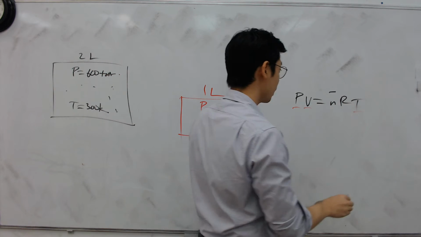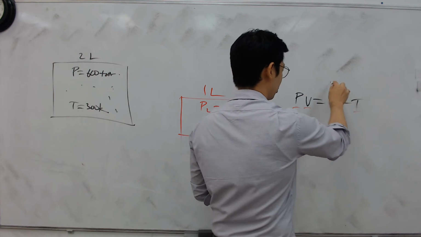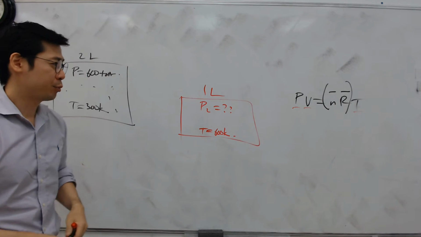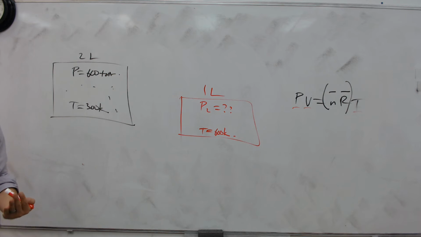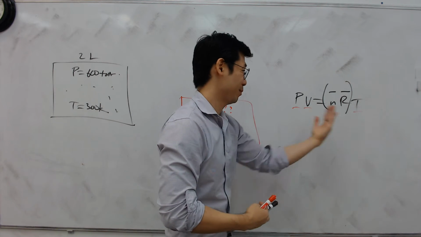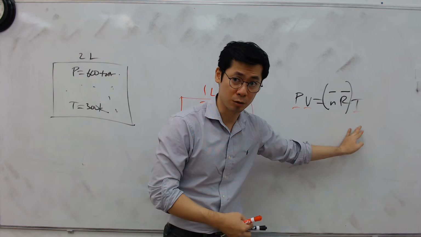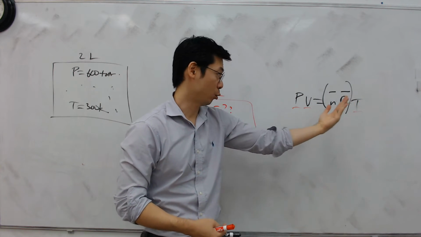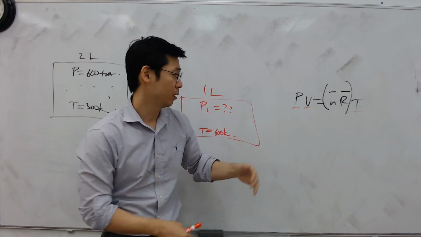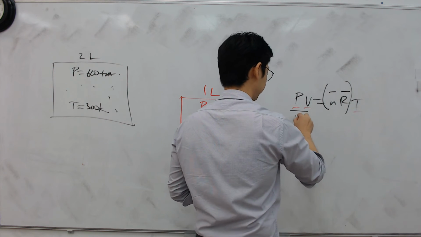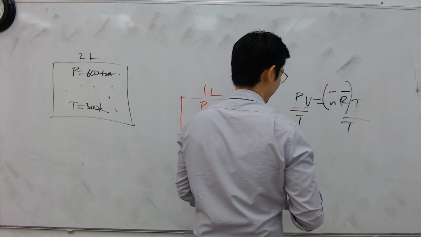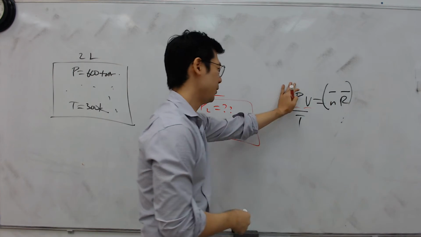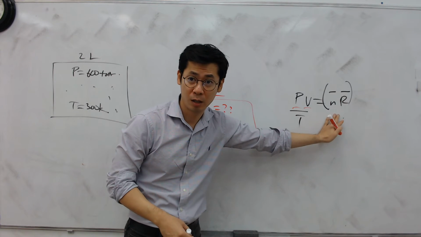R is a constant. So these two values are not changing. So what do you have to do? Pressure changes, volume changes, temperature changes, right? What do you do, guys? You might want to modify the equation, putting the changing variables on one side of the equation. So what do you do, guys? Divide by T on both sides. What the equation becomes is PV over T equals nR.